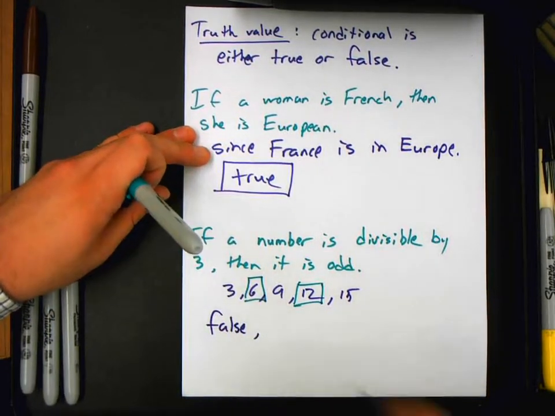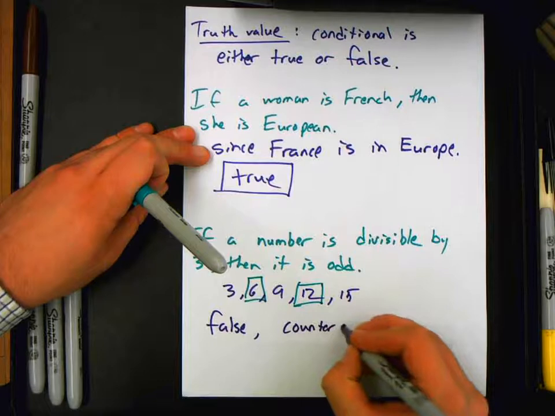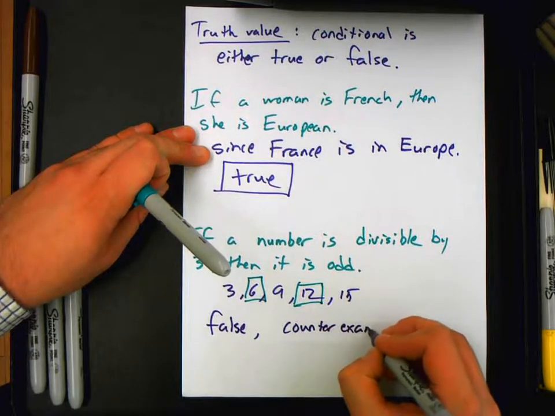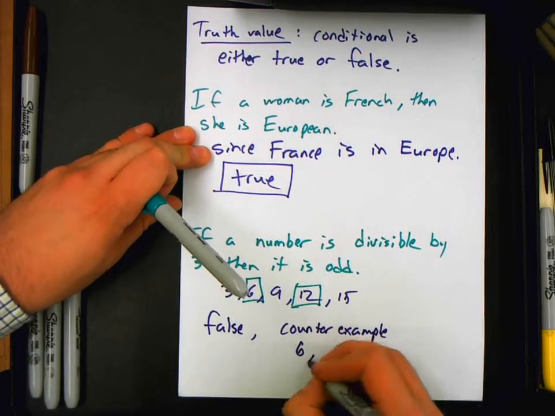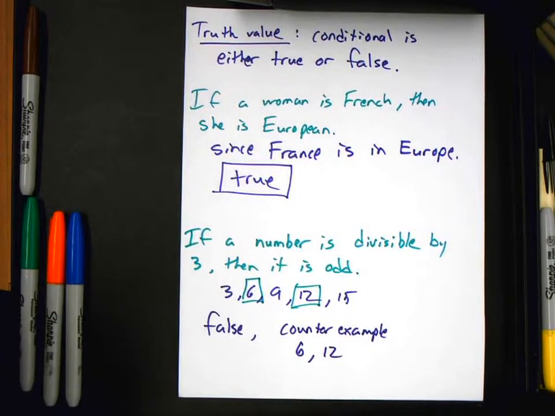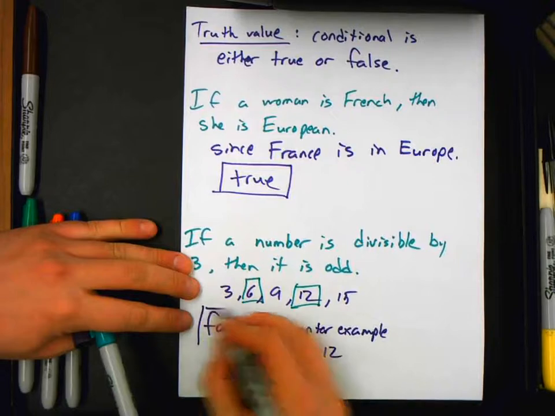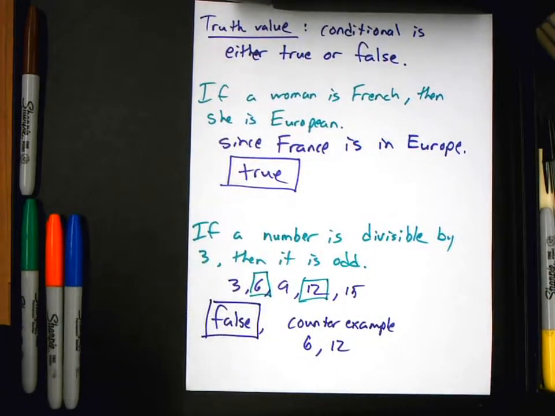And a counterexample to this conditional statement could be either 6 or 12. Both of these numbers are even and they are divisible by 3. So this conditional statement is false.